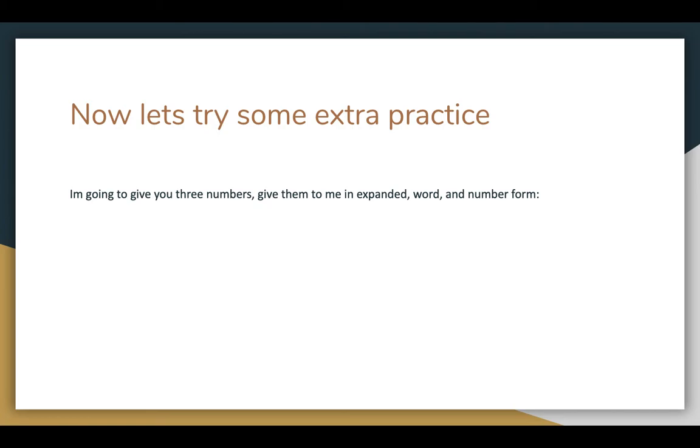So your first number is going to be 8,025. The next number, 24,544. And the third number is 964,712.